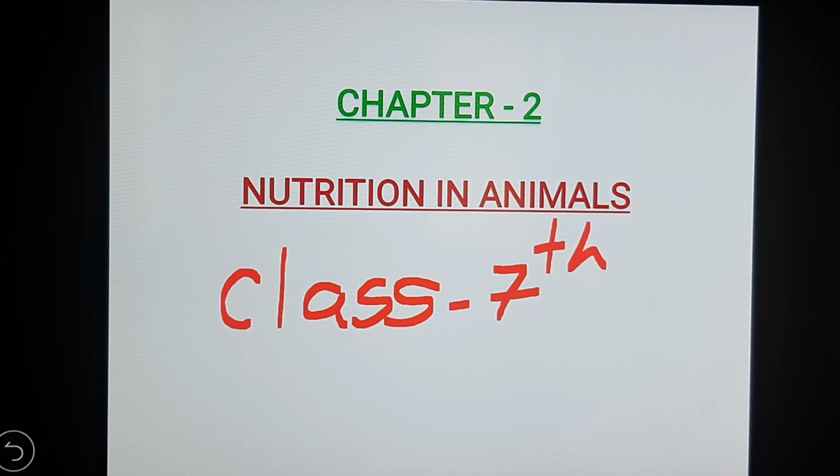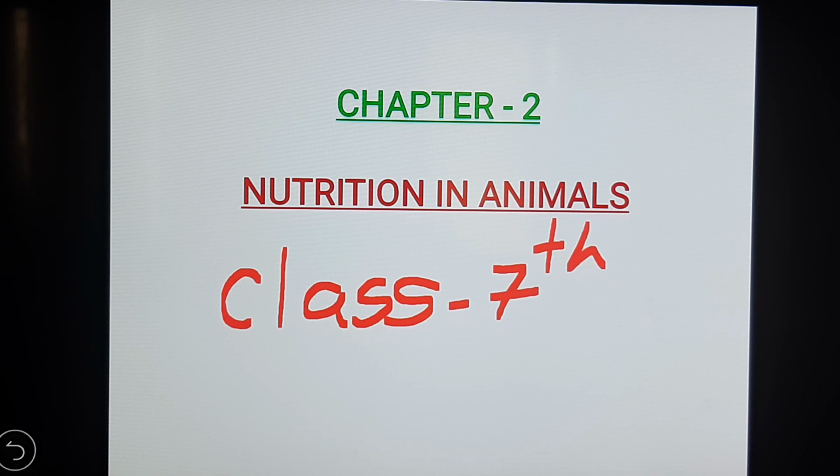Good morning, students. So this is the second chapter, Nutrition in Animals, class 7th. We had discussed the first chapter, Nutrition in Plants, in the previous session. So today I am going to explain all these notes, and you are going to learn the second chapter, Nutrition in Animals. So here I am going to explain this PPT.